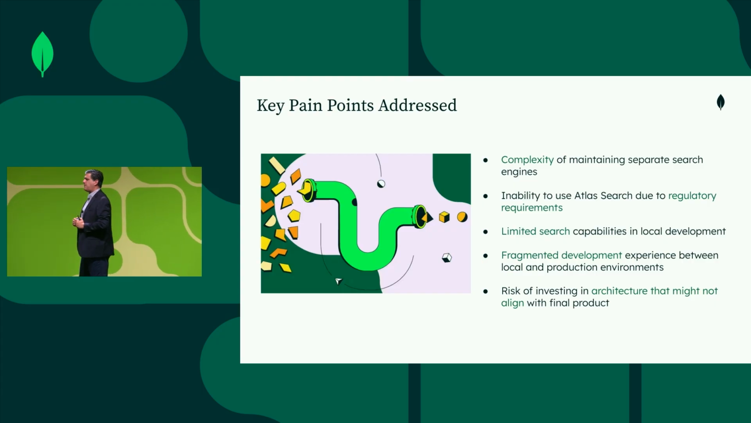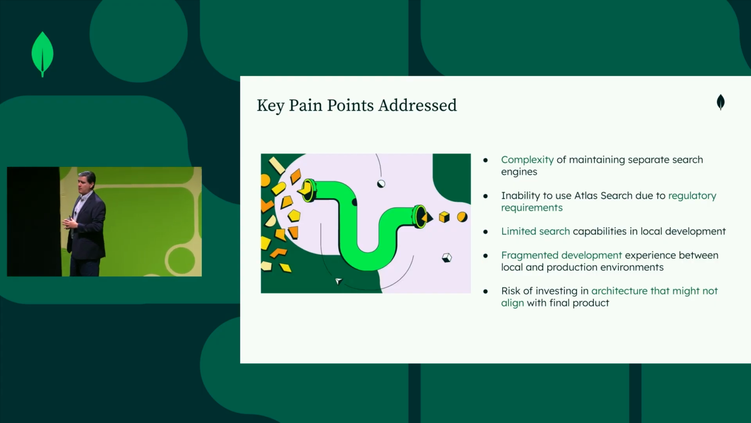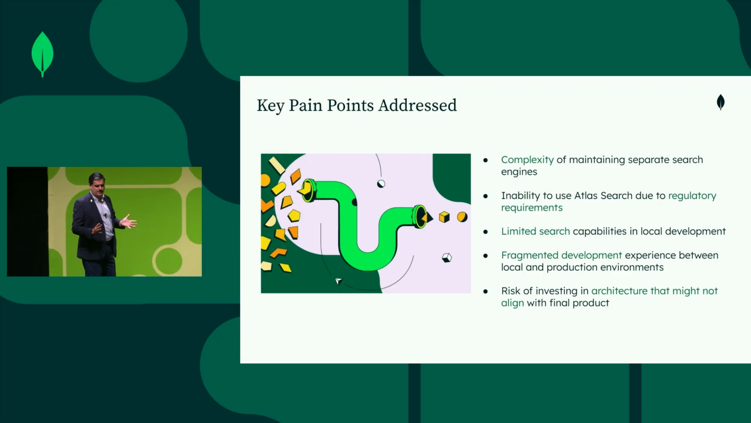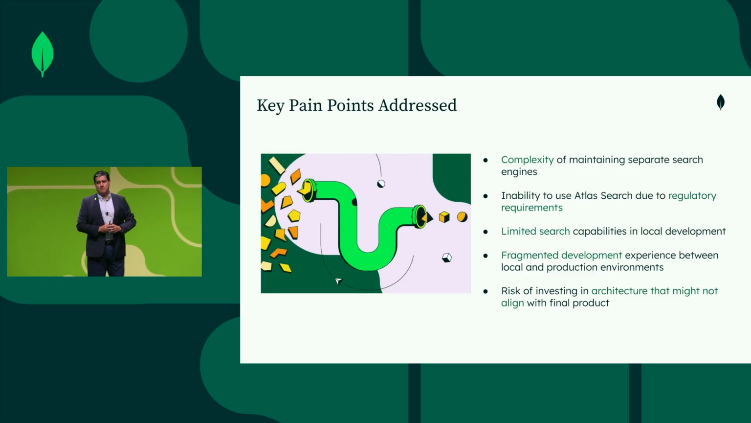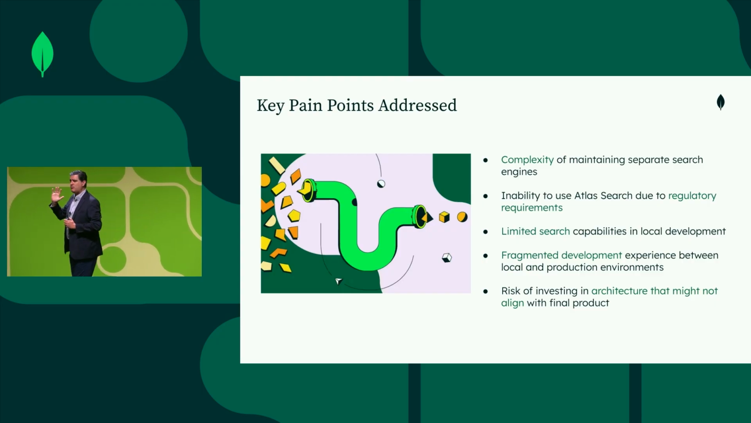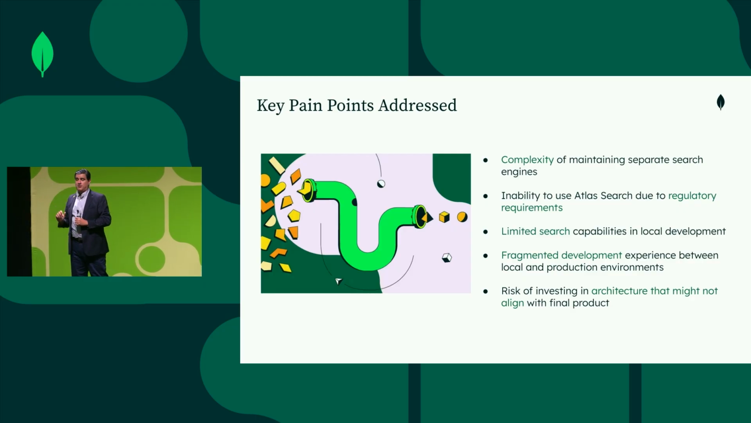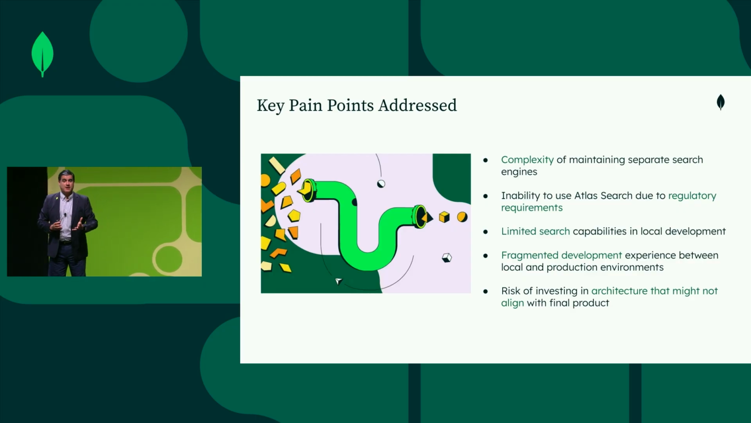What were some of those key pain points that we are addressing today? First, the complexity of managing separate search engines. Before, if you didn't have Atlas, you needed to have different components. Also, another pain point is the inability to use Atlas Search due to regulatory requirements, especially, for example, in financial services companies. They have regulations that don't allow for some of the information to be up there in the cloud. This addresses that.